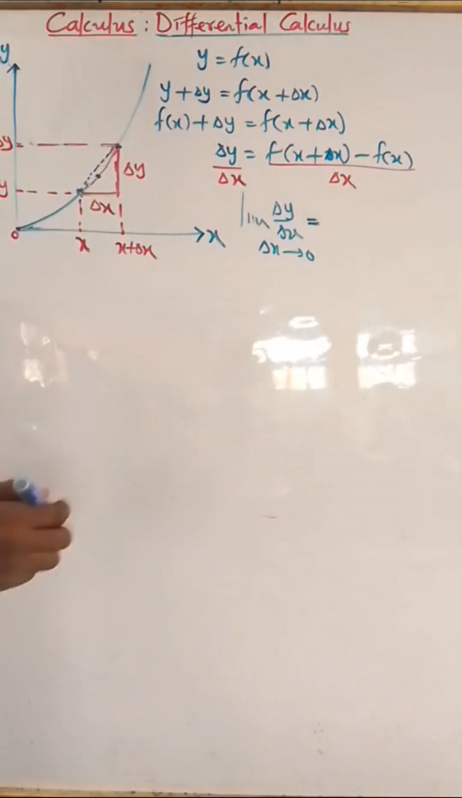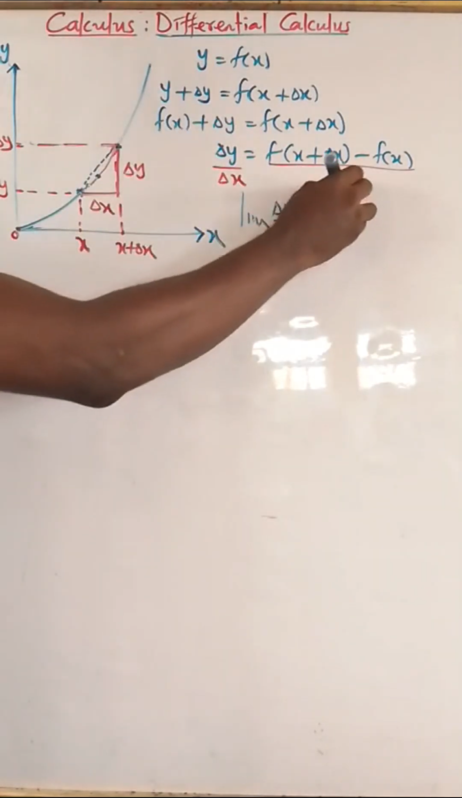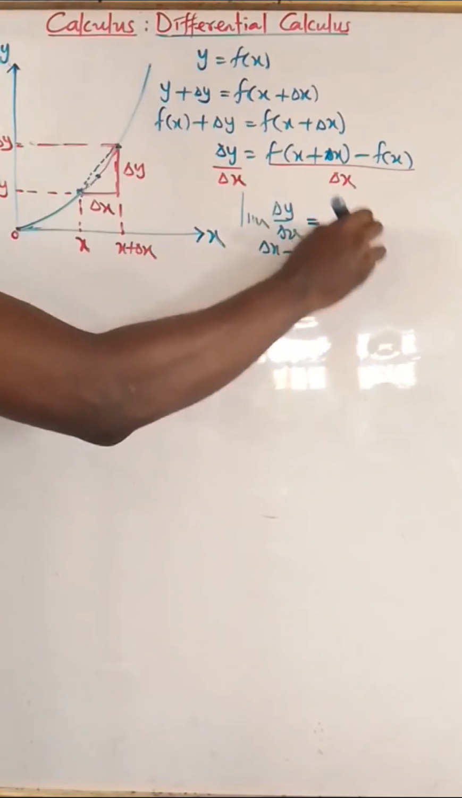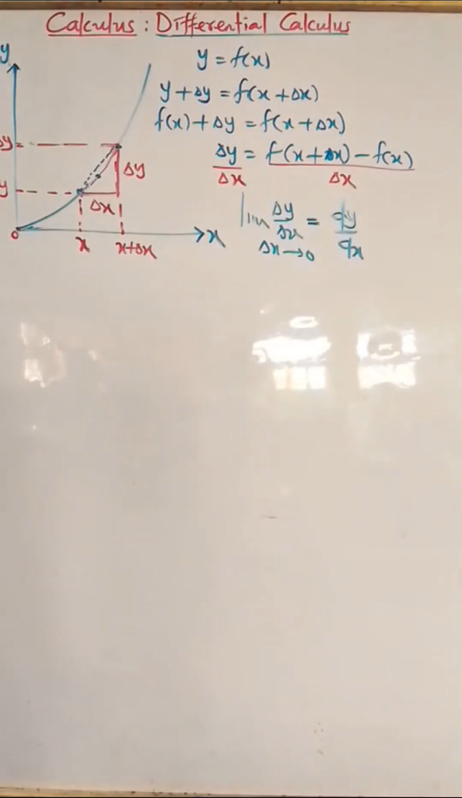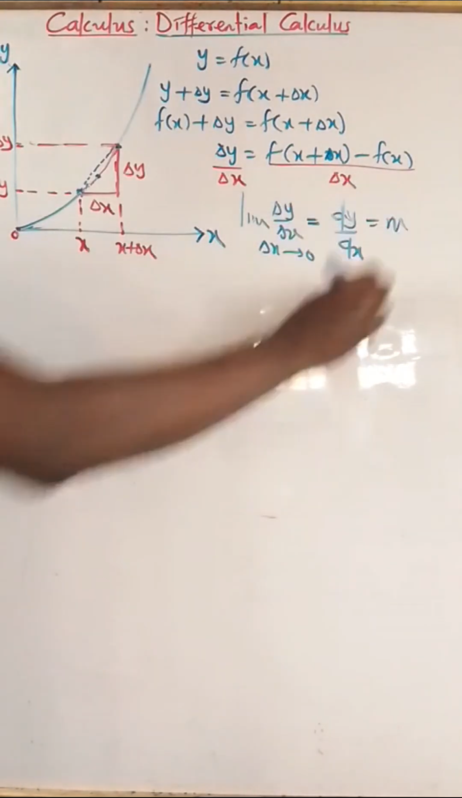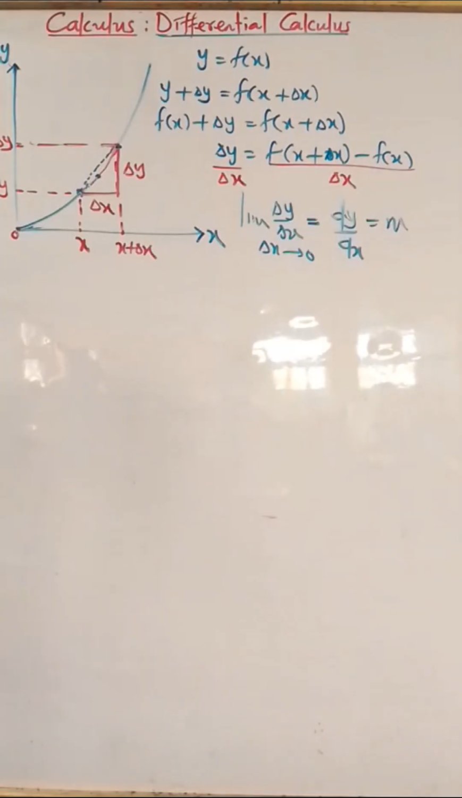Gradient. And that gradient now, we don't use this symbol again. It becomes dy/dx. So this is our correct gradient. To understand this better, let's take an example. Suppose we have a function y equals x squared.